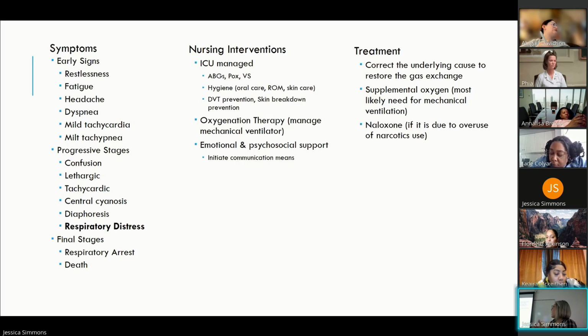Okay? Your treatment is to correct the underlying cause to restore the gas exchange. You need supplemental oxygen, most likely mechanical ventilation. And then, of course, if your patient is in acute respiratory failure because of an opioid overdose, you're going to need some naloxone.